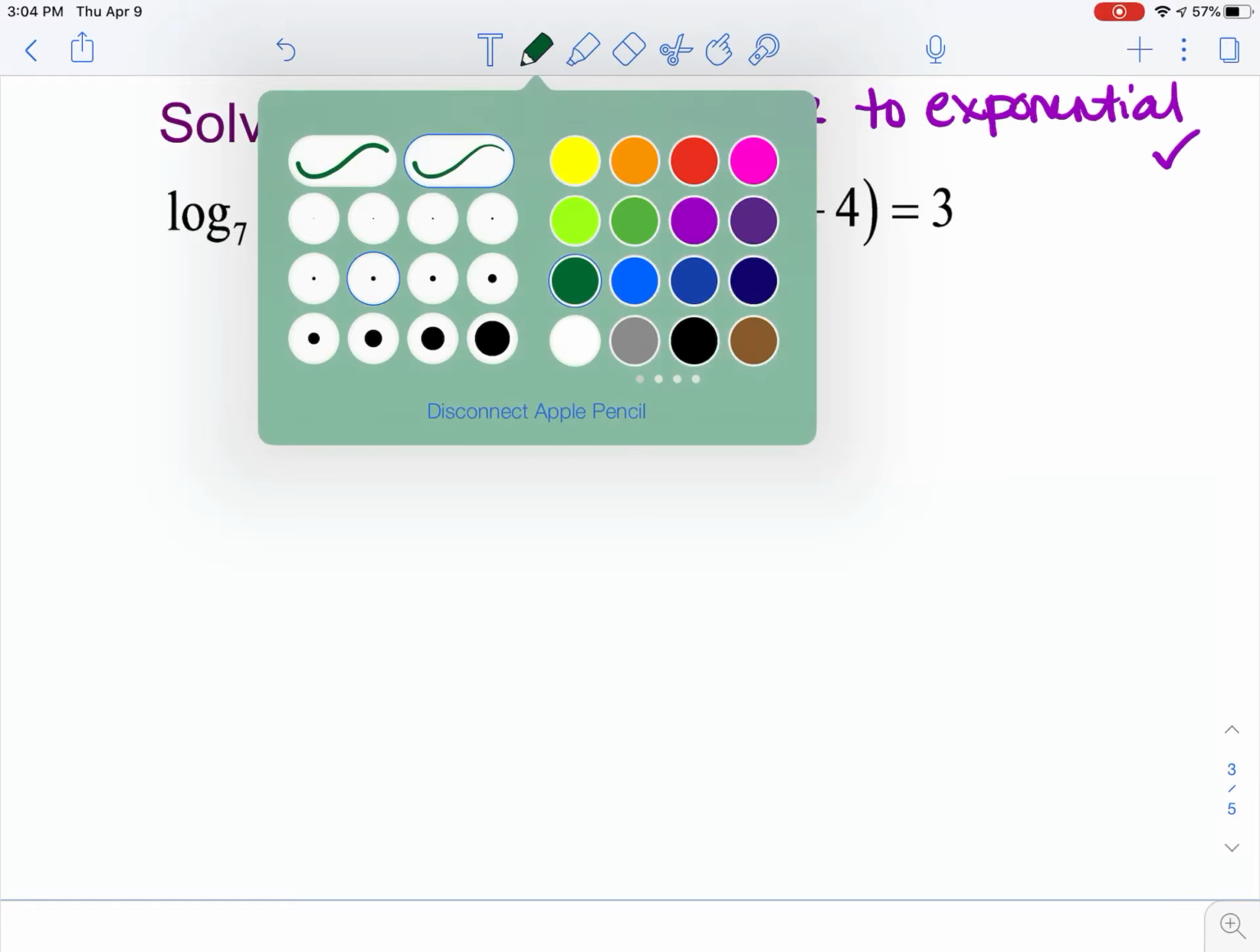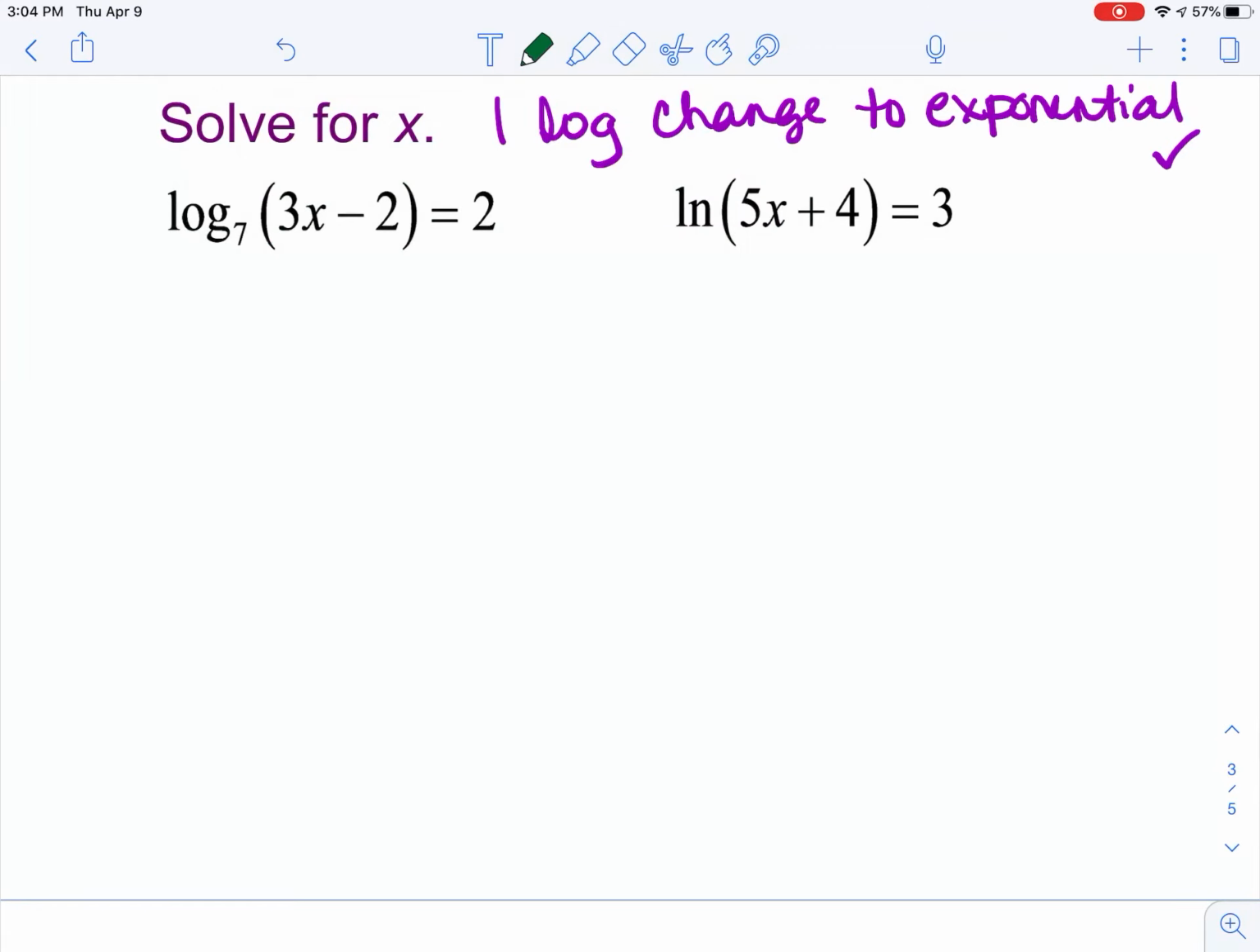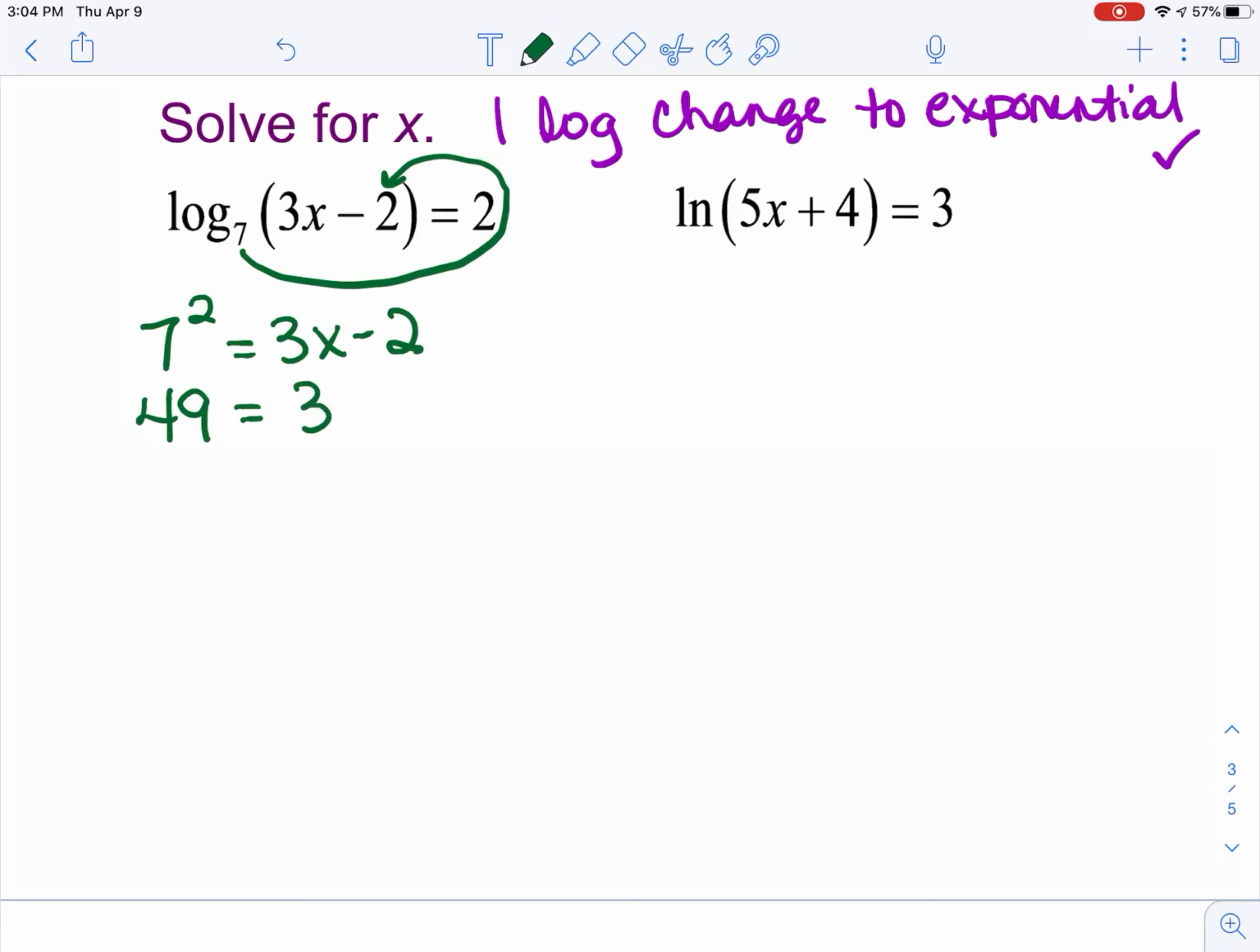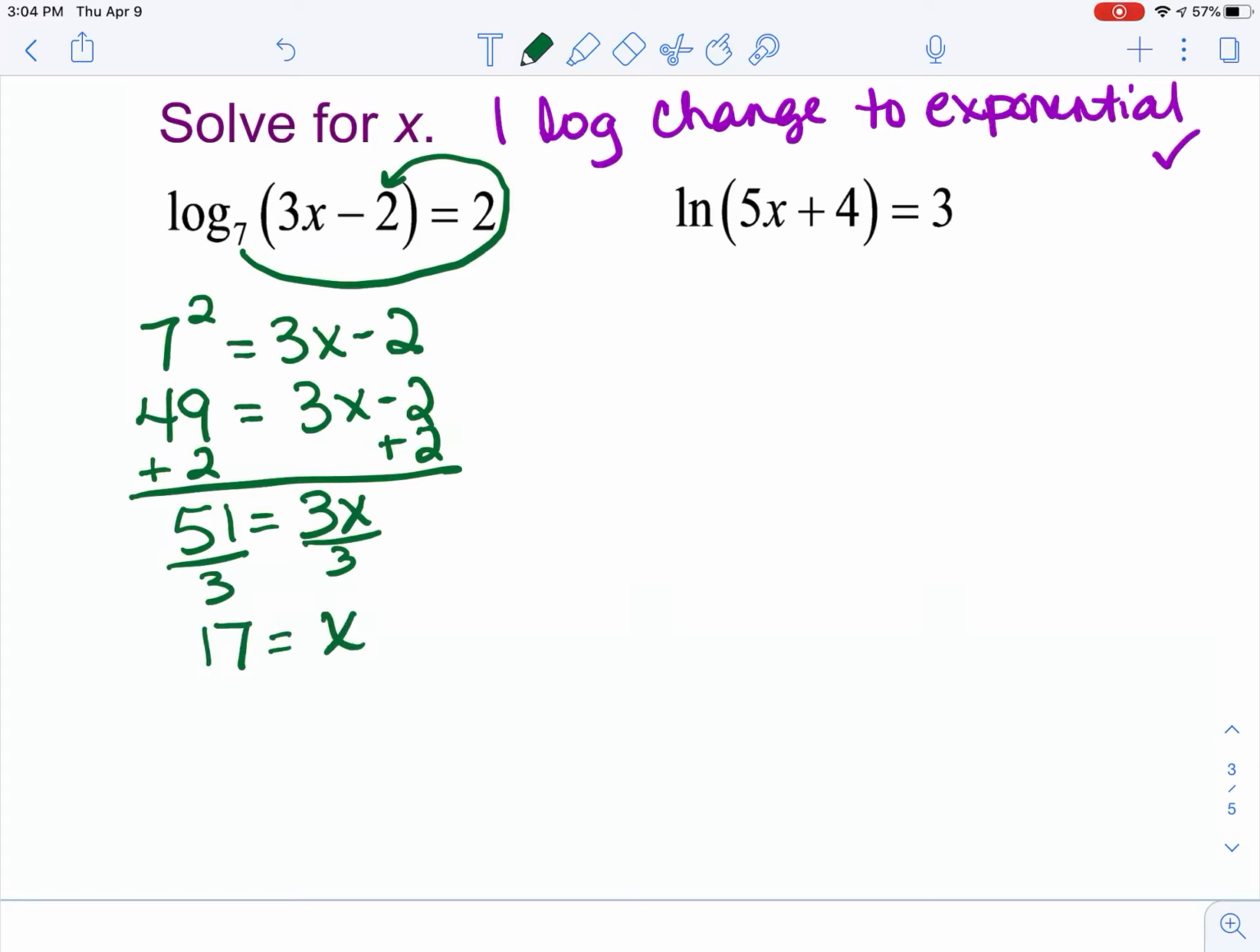All right, so on our first one, we have log base 7 of 3x minus 2 equals 2. So how would I change this to exponential? Well, 7 squared equals 3x minus 2. So that gives me 49 equals 3x minus 2. Add 2 to each side. 51 equals 3x. Divide by 3. And x turns out to be 17.